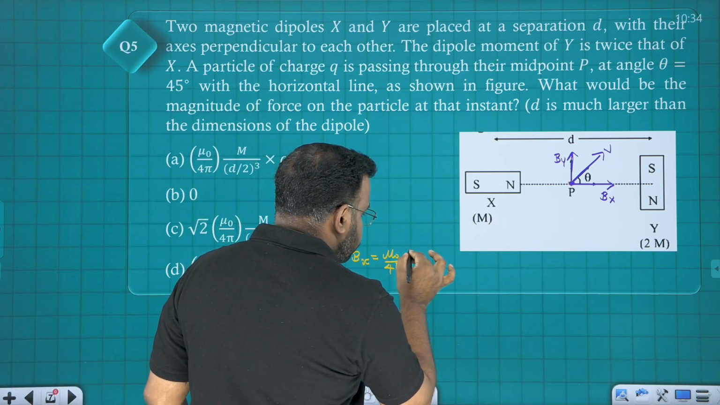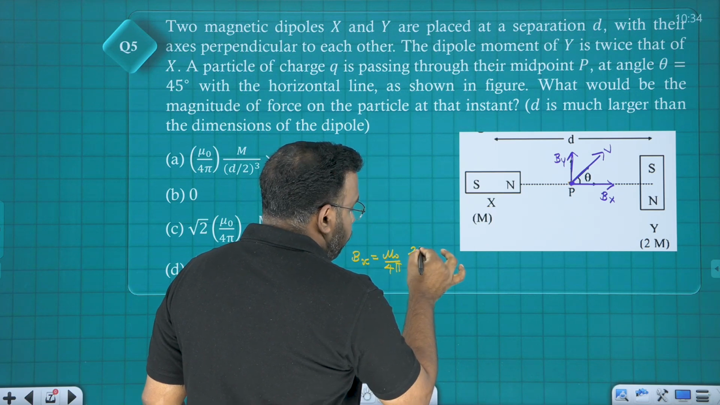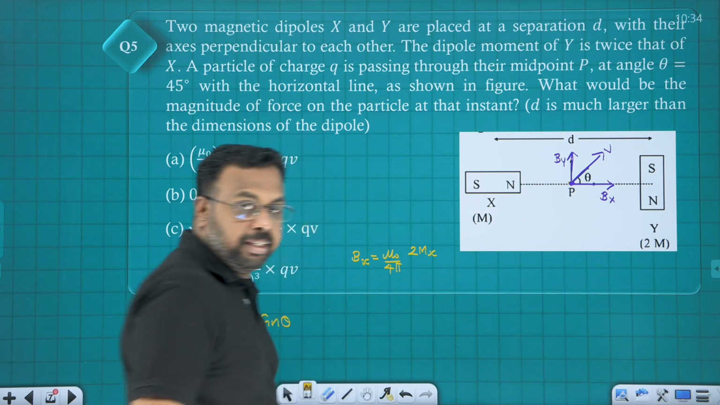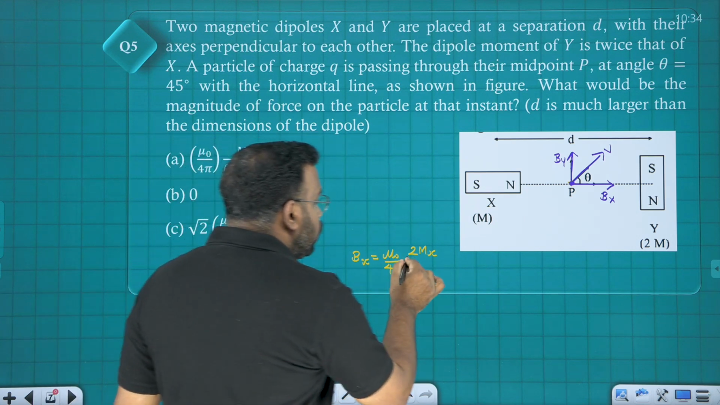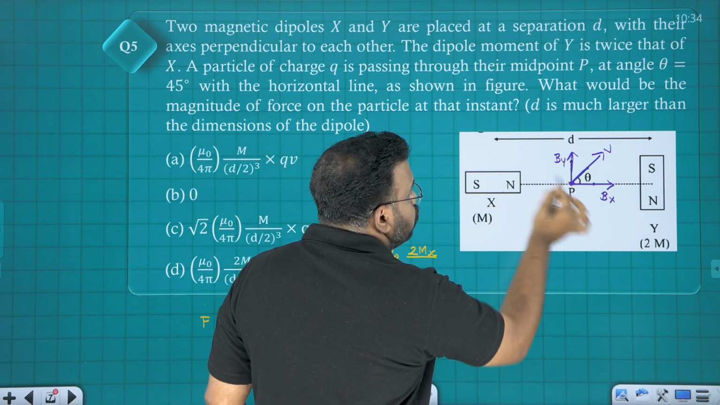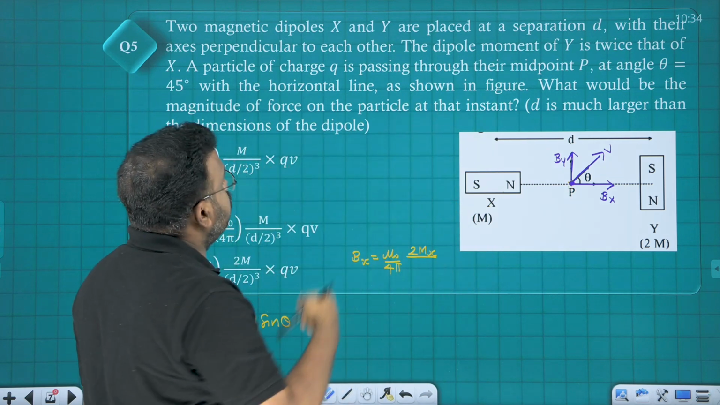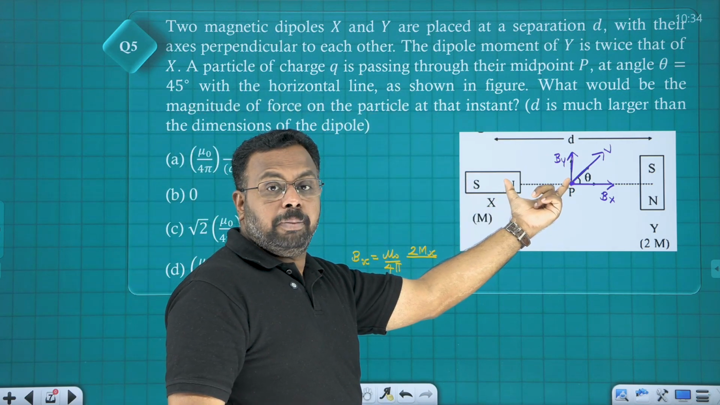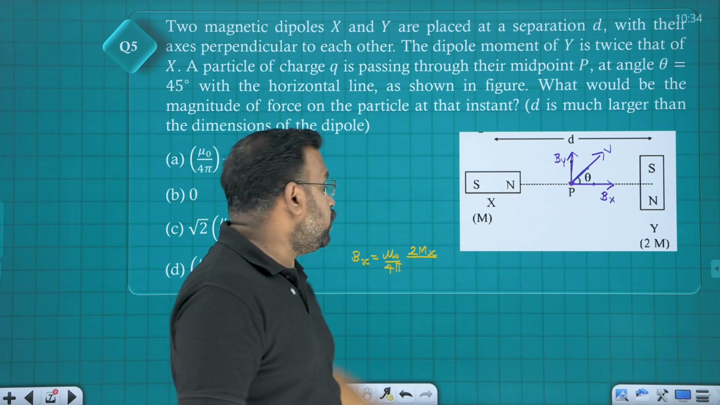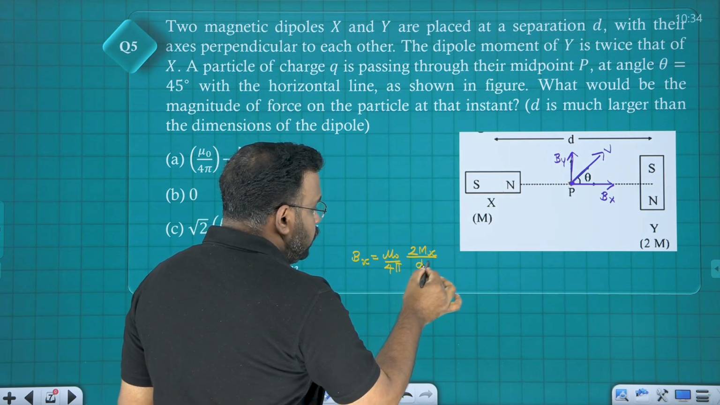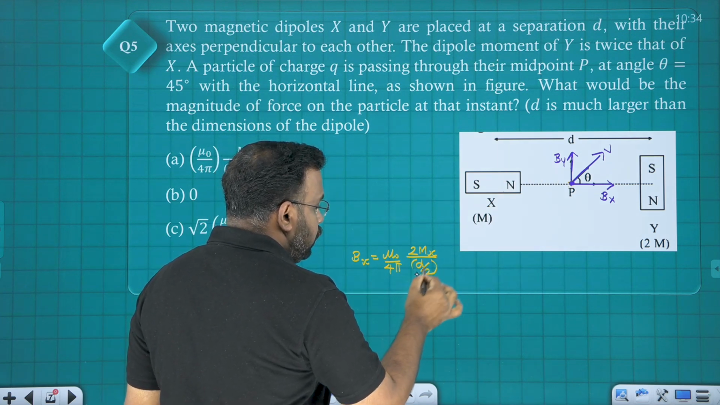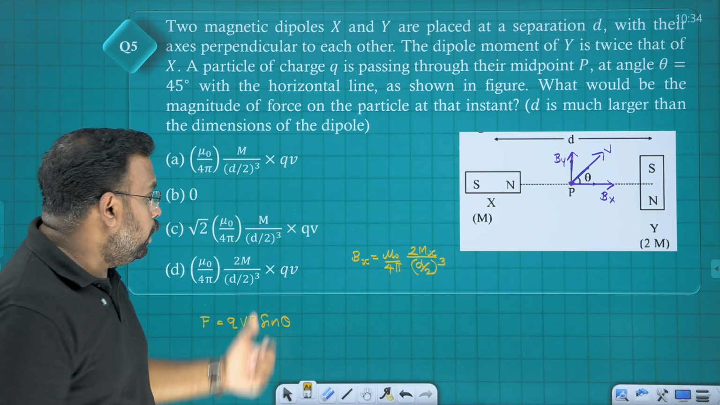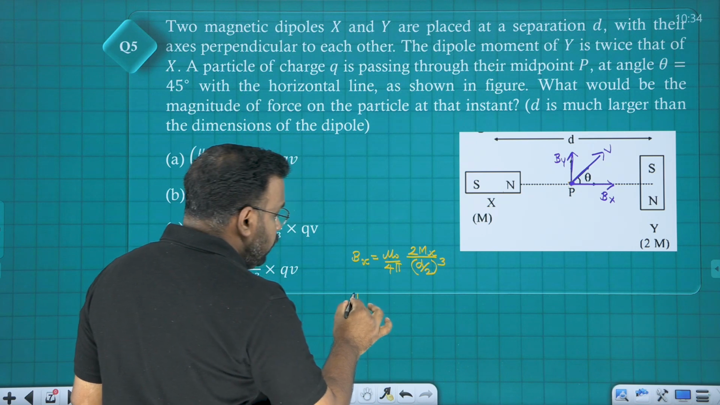So we get 2mx, right? Dipole moment of x divided by r cube. What is r? Distance from here to here. P is a midpoint. It is given. You can check the question. Q is passing through the midpoint. So if this is a midpoint, what is this distance? It will be d by 2. So we get d by 2 the whole cube, isn't it? D by 2 the whole cube. This is Bx. In the same way, what is By?